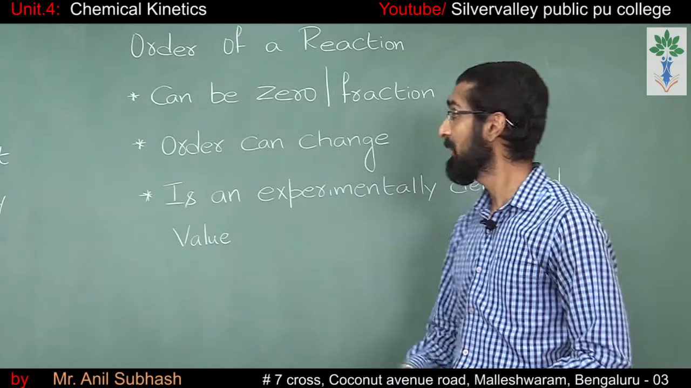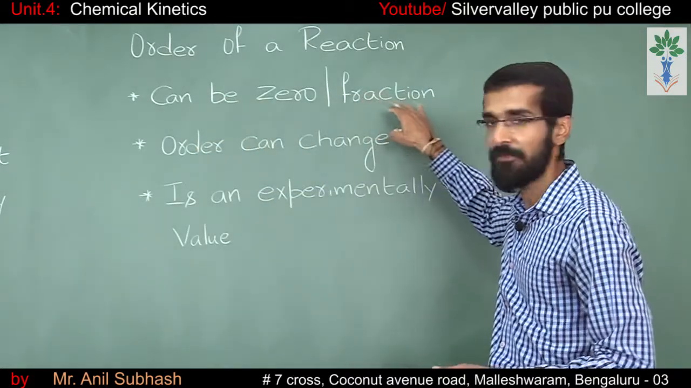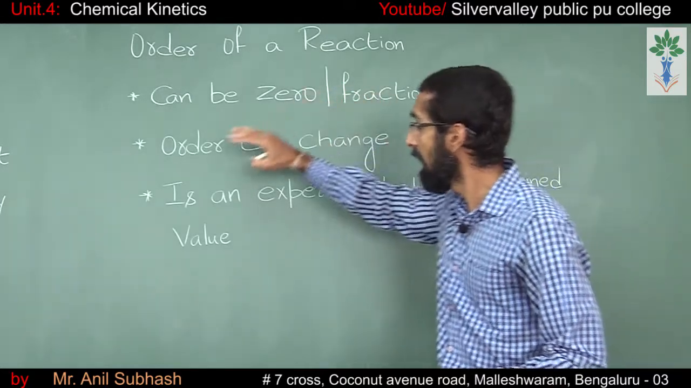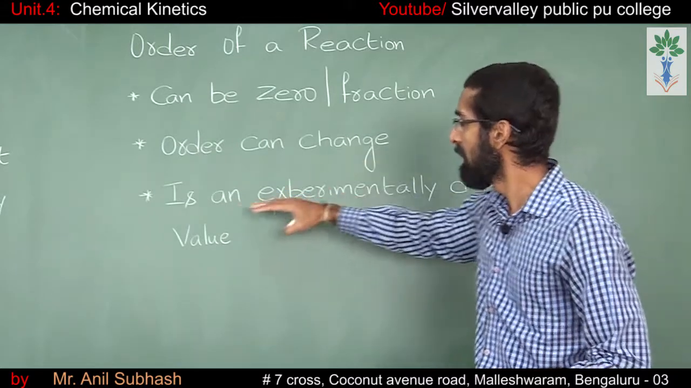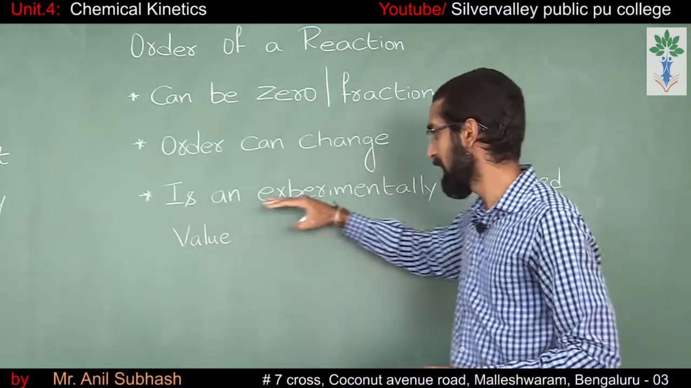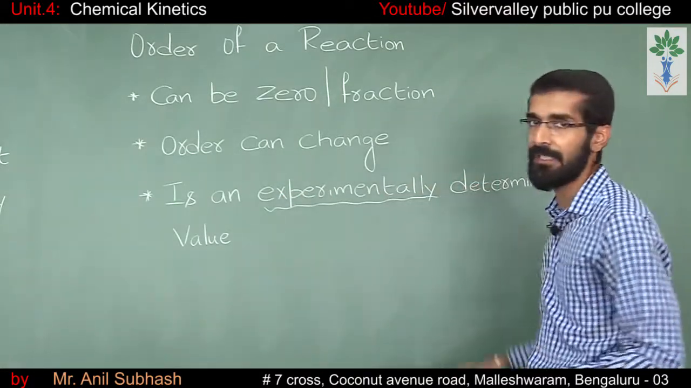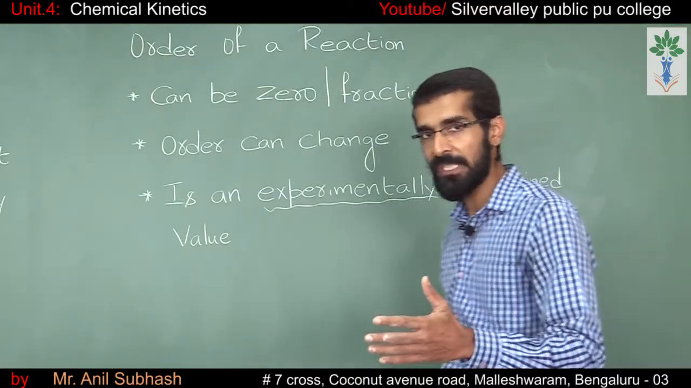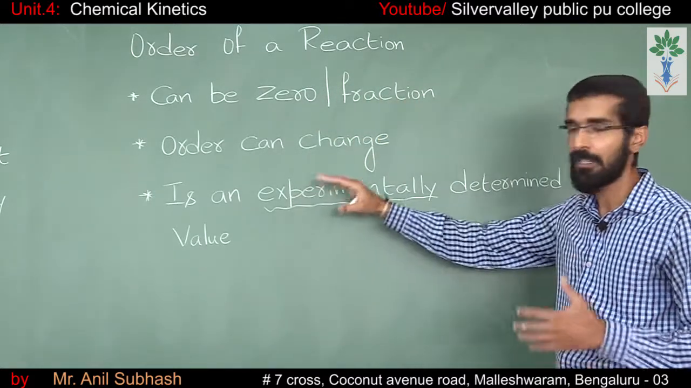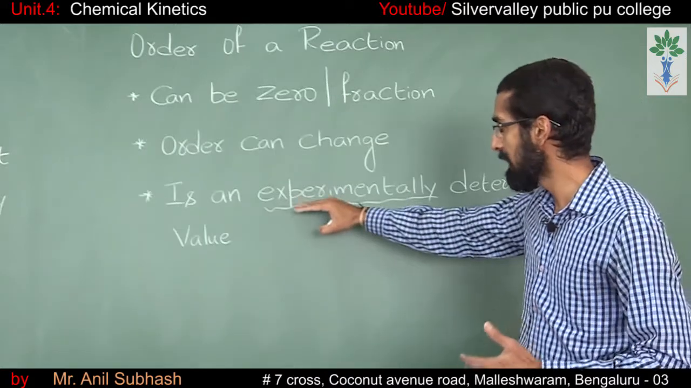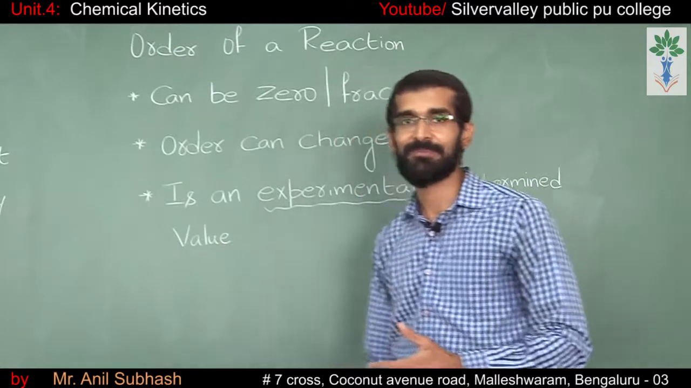Order of a reaction can even be zero, or it can even be a fraction. And order of a reaction can change. Order of a reaction, as I mentioned before, is always determined experimentally. You are supposed to perform an experiment, derive the rate law, and then you will find out the order of a reaction. That is, it is always an experimentally determined value.